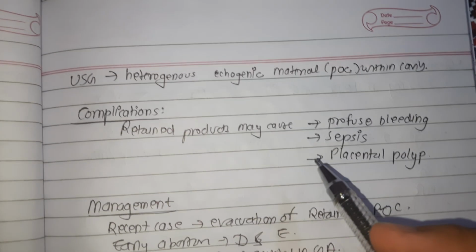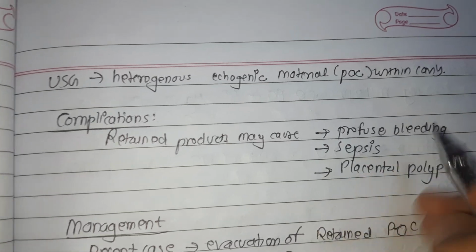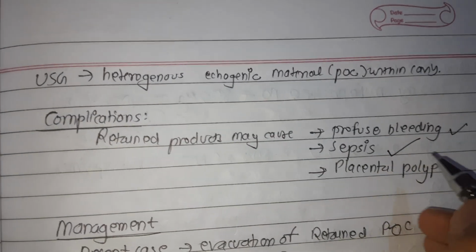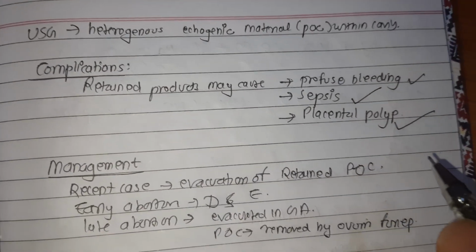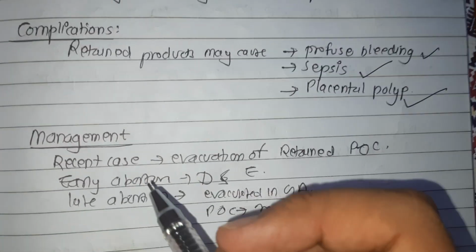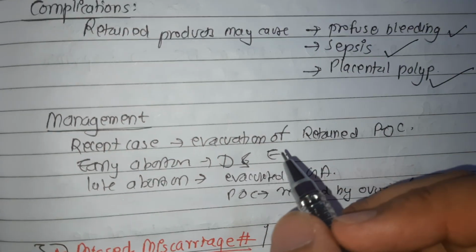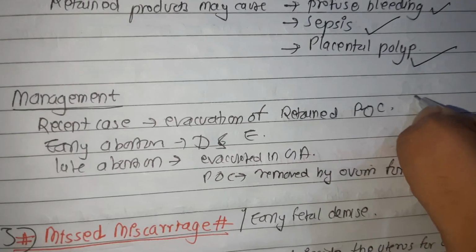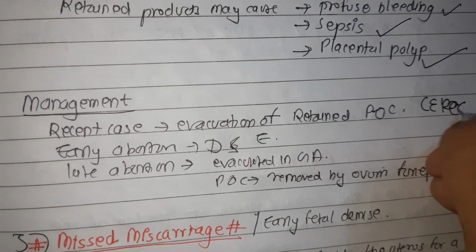The complication is that the retained product may cause profuse bleeding. It can cause sepsis and placental polyp. Profuse bleeding, sepsis, and placental polyp. And the management is that in recent cases, evacuation of the retained product of conception, ERPC, is to be done.